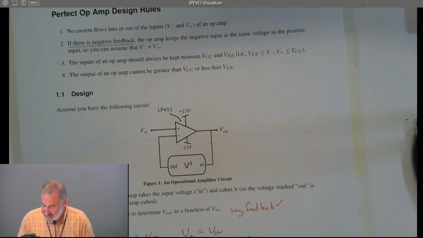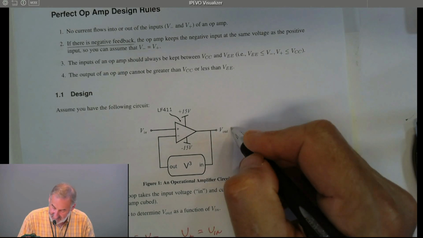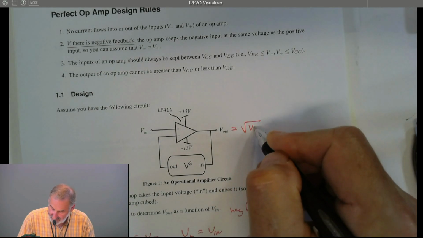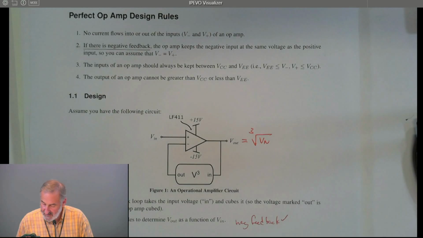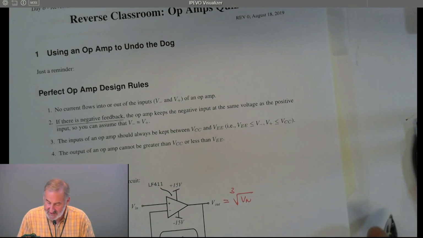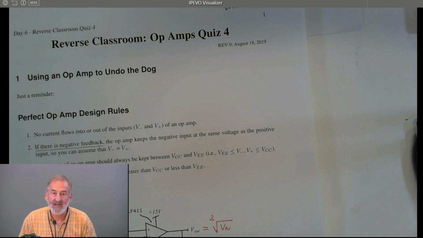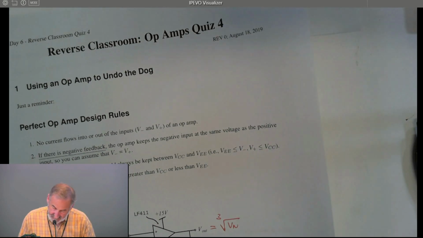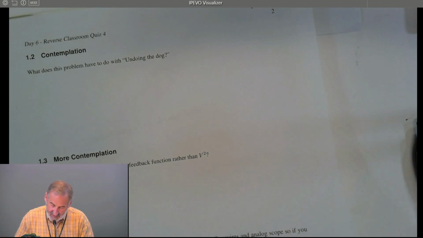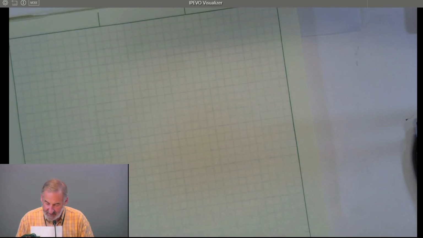So here's a circuit that gives us the cube root of V in. And all it's doing is undoing whatever's in the feedback loop. It's undoing the dog. So let's see what our question is. What does this have to do with undoing the dog?